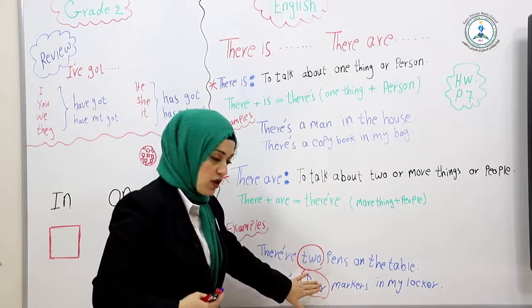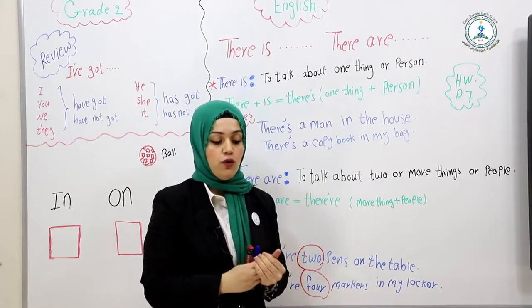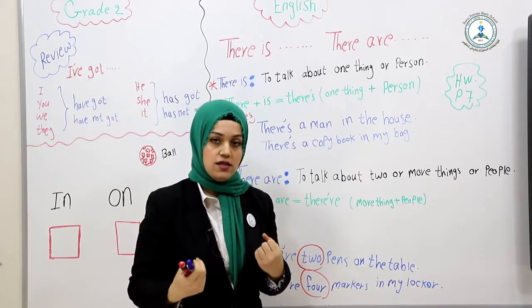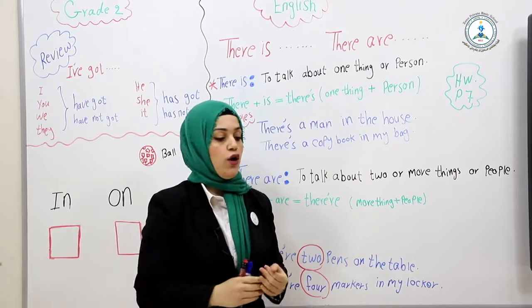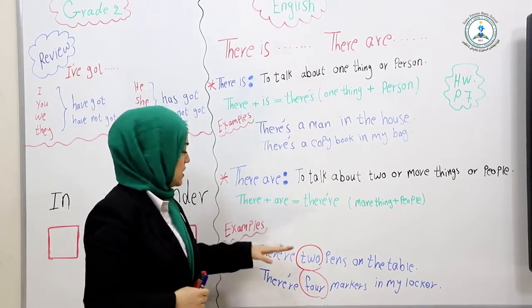So we use numbers with there are, or we use a group of stuff, or we say dozens, or bunches. So we use these words with there are.